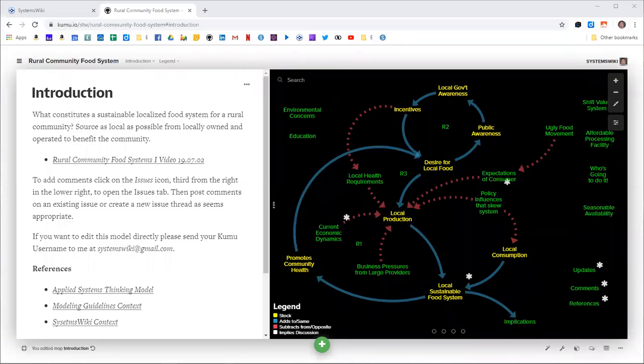Welcome to the second long time coming rural community food system model development group. Most of you, I think all of you that are here to this point, have been engaged in this to some extent, so it's not completely new.